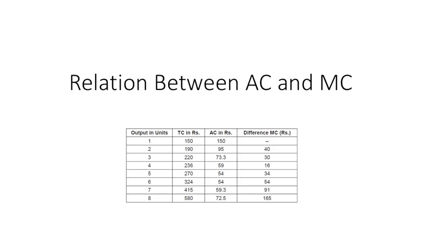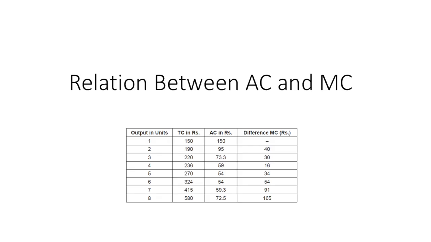the following table. Now, you have the output in units. The first column is the output in units. Now we have the total cost in rupees, then the average cost in rupees, and the marginal cost. Suppose the total cost is 150, 190. It is increasing as per the level of the output.